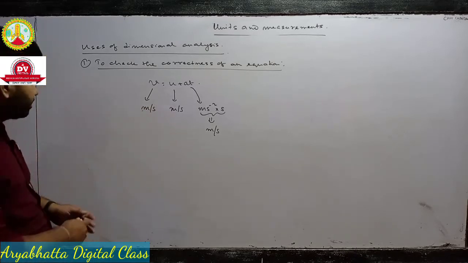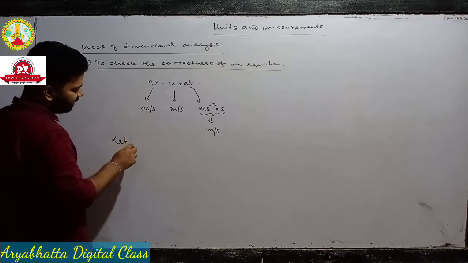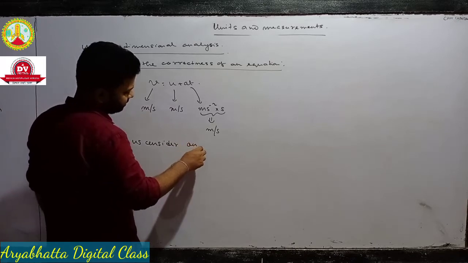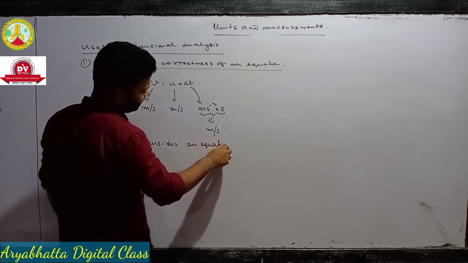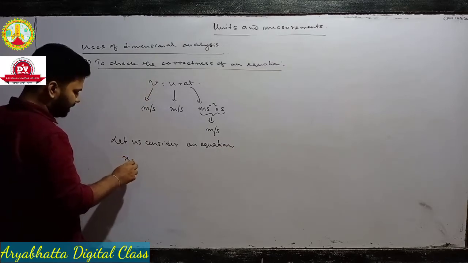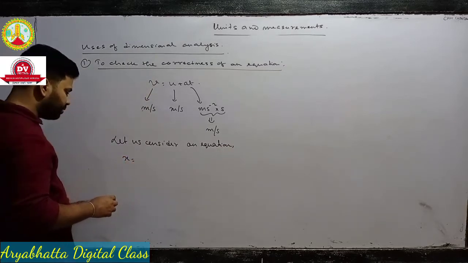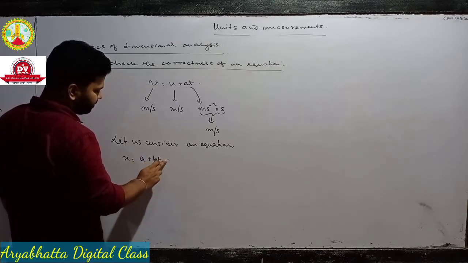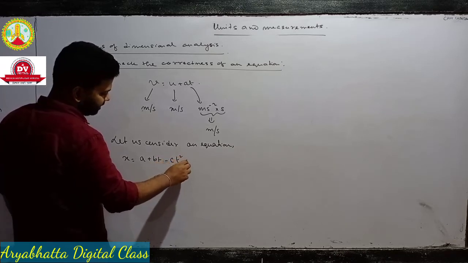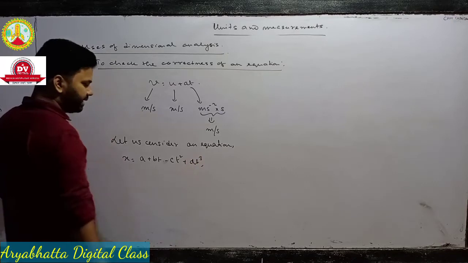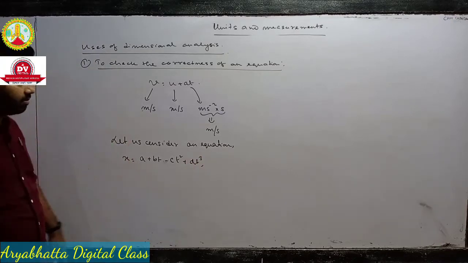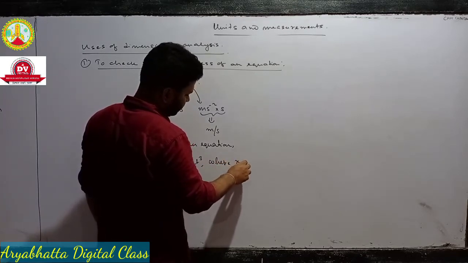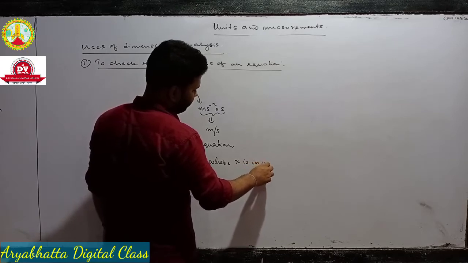अब देखो, suppose an equation. हम लोगों ने एक equation ले लिया. Let us consider an equation. So suppose we have assumed an equation like this: x equal to a plus bt minus ct square plus dt cube. कोई इक्वेशन है, हमें नहीं मालूम क्या है. Where suppose x is in meter.